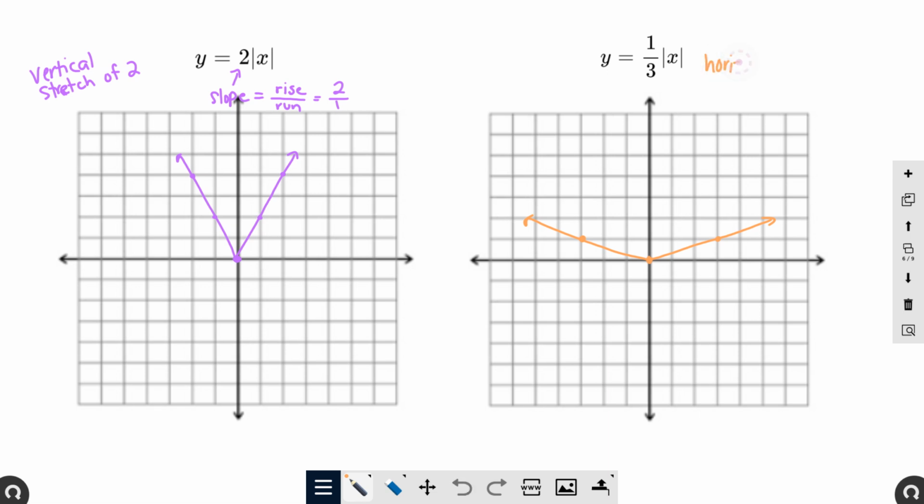So we can call it horizontal stretch of 1/3. And then you could also put vertical compression, just in case you see either one of those. They are interchangeable. I've taught out of many different textbooks, and some of them say vertical compression, and some of them say horizontal stretch. But either way works.